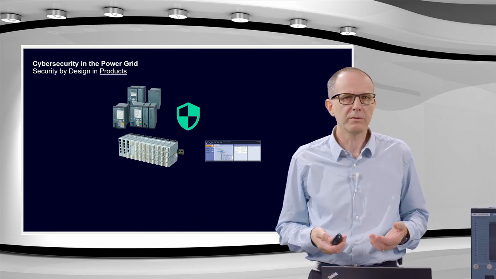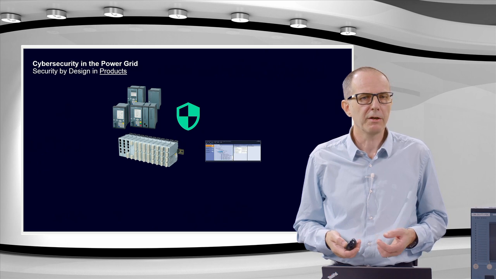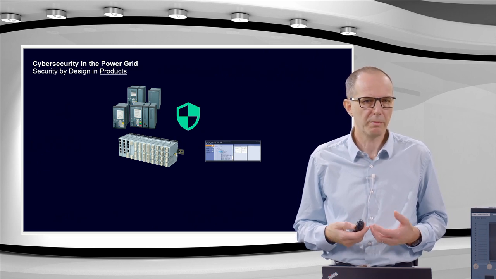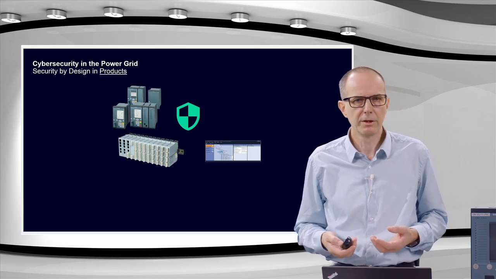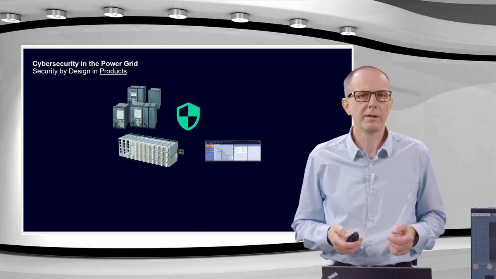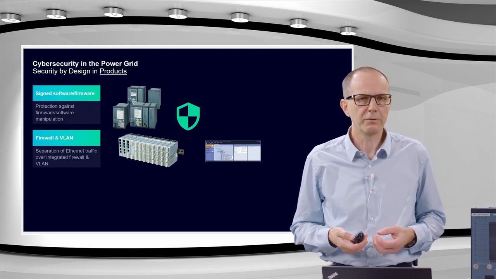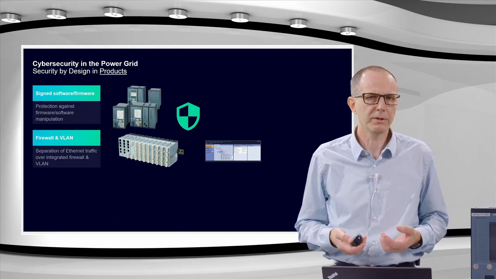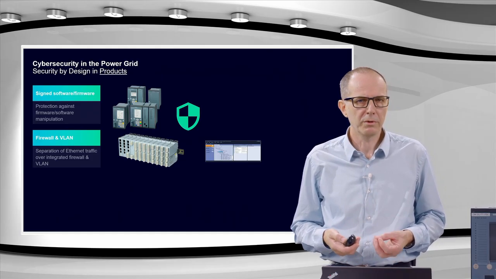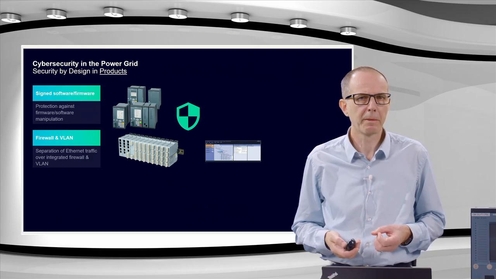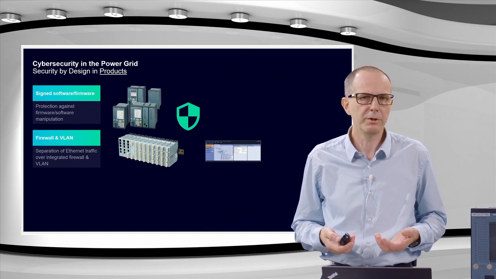SIPROTEC 5, but also our automation products like SICAM A8000 or SICAM PAS, have already integrated cybersecurity features by design. Some of them are to be activated via configuration, and some of them are inbuilt in the device to give you peace of mind. As first feature, our firmware is signed with a Siemens certificate, and this is the main protection feature against malware. And the device integrates firewall rules that do not need to be changed via configuration.